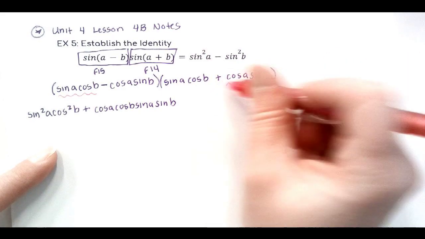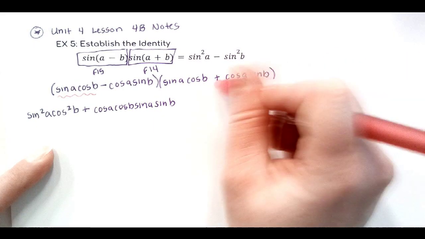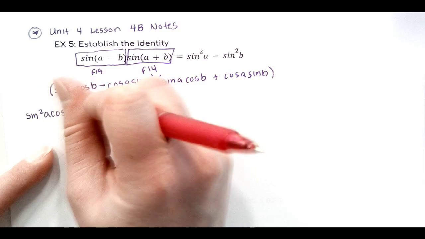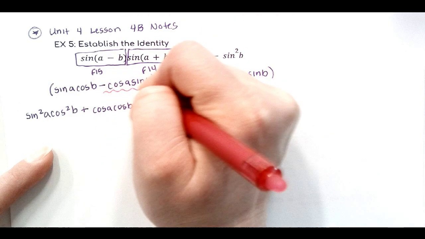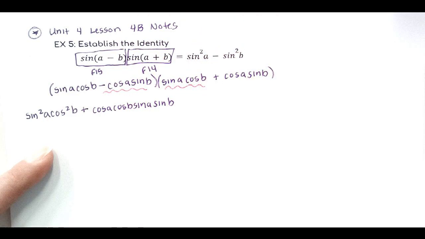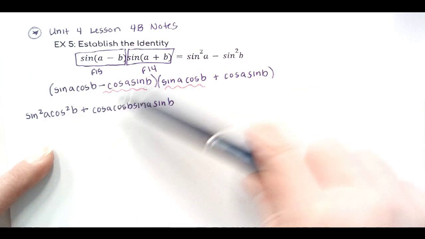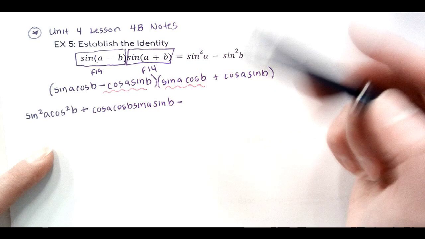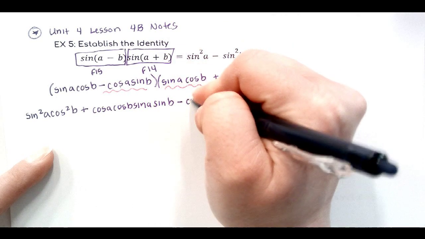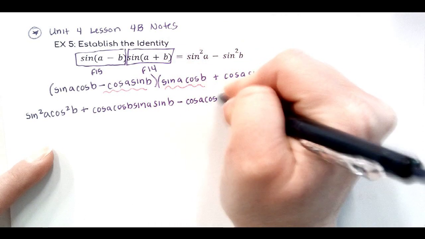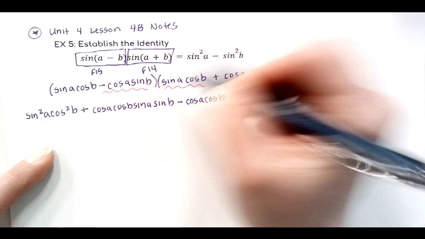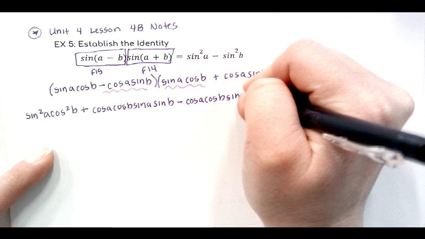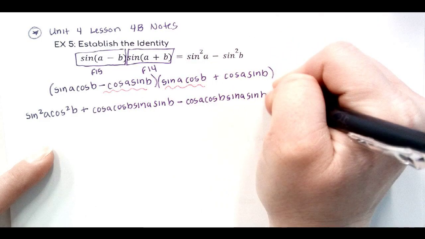Next, again, try to help with the little squiggly lines. I'm going to do this negative cosine A sine B times sine A cosine B. So first off, negative times a positive is a negative. I have a cosine A, cosine B, not the same. So you write it as such, cosine A, cosine B. And then I have a sine B, sine A. Again, not the same, so write it as such, sine A, sine B. I just went in alphabetical order.